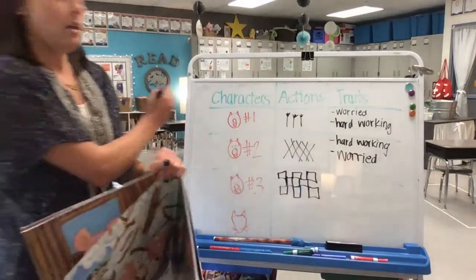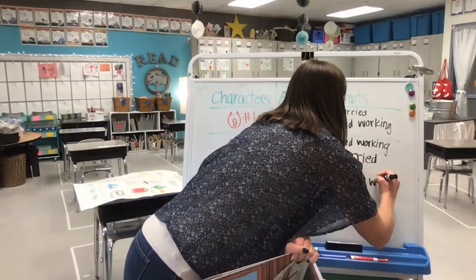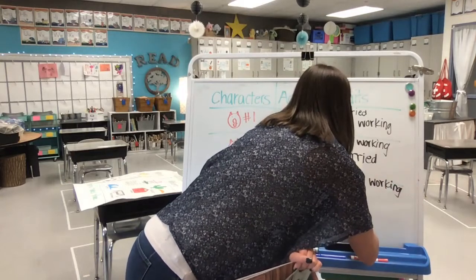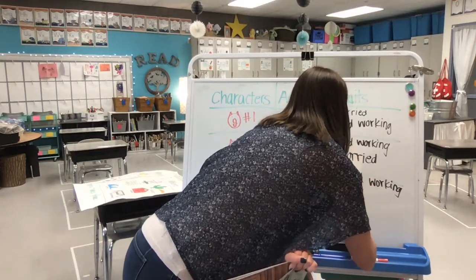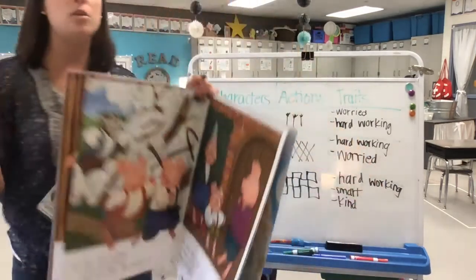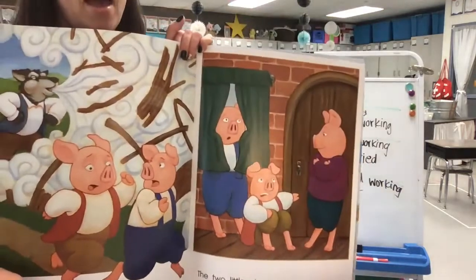So I have made a chart with four of the characters. I did not put the pig's mom on here since she was just in our story for a very short time. But I put our characters, pig one, pig two, pig three, and the wolf on our chart. And I know it's a little tough to see that green, but next to it, I put actions and traits.